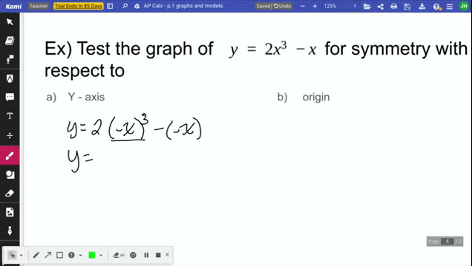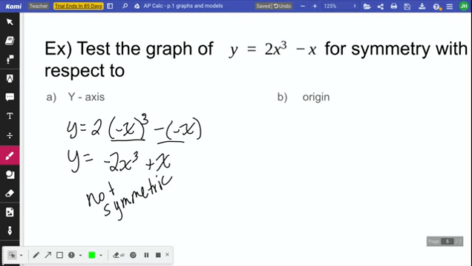-x cubed is -x times -x times -x. I have 3 negatives, so it stays negative. So when I simplify this, I would have -2x cubed. And then a negative times a negative here, that would give me a positive. And so it simplifies to this. And if you look, it changed the signs of both the numbers on the right, didn't change the number on the left, the y. And so this would be not symmetric about the y-axis.